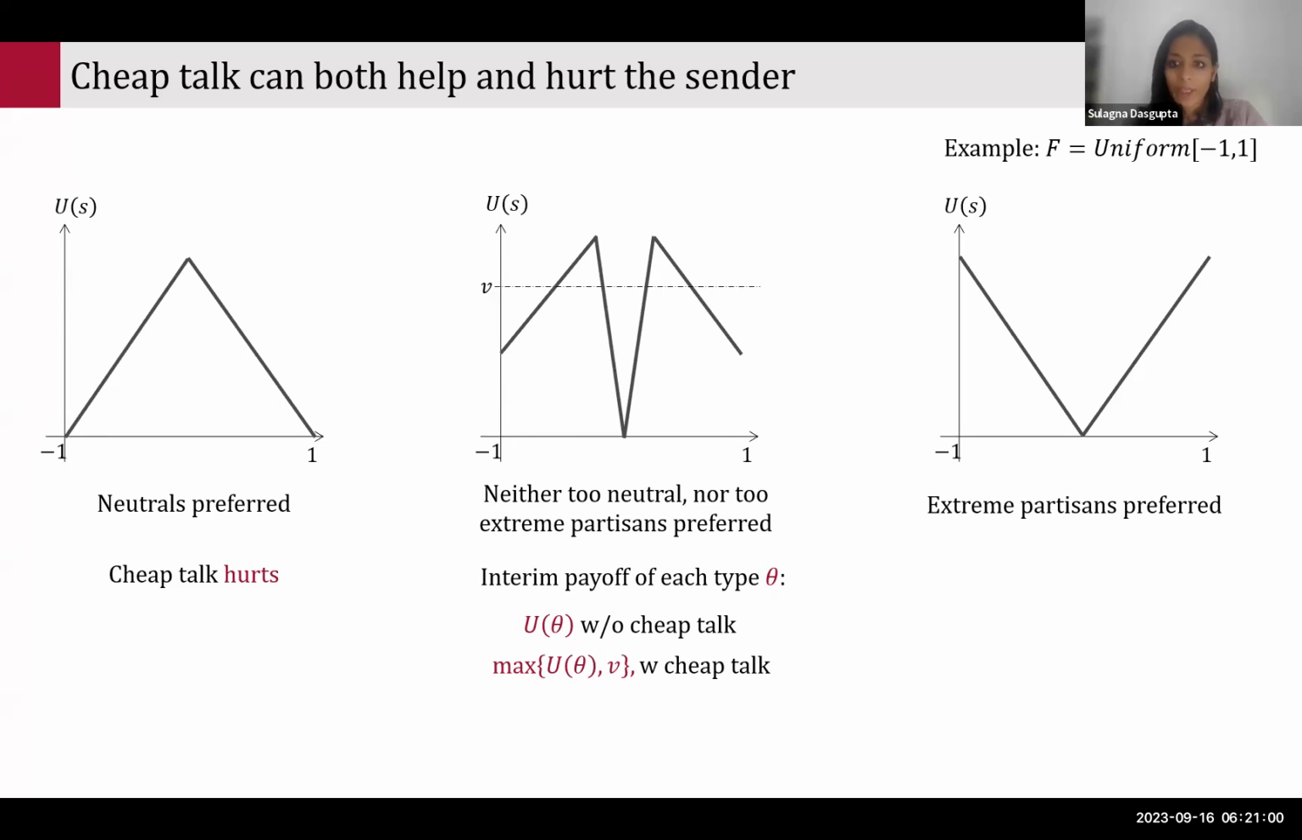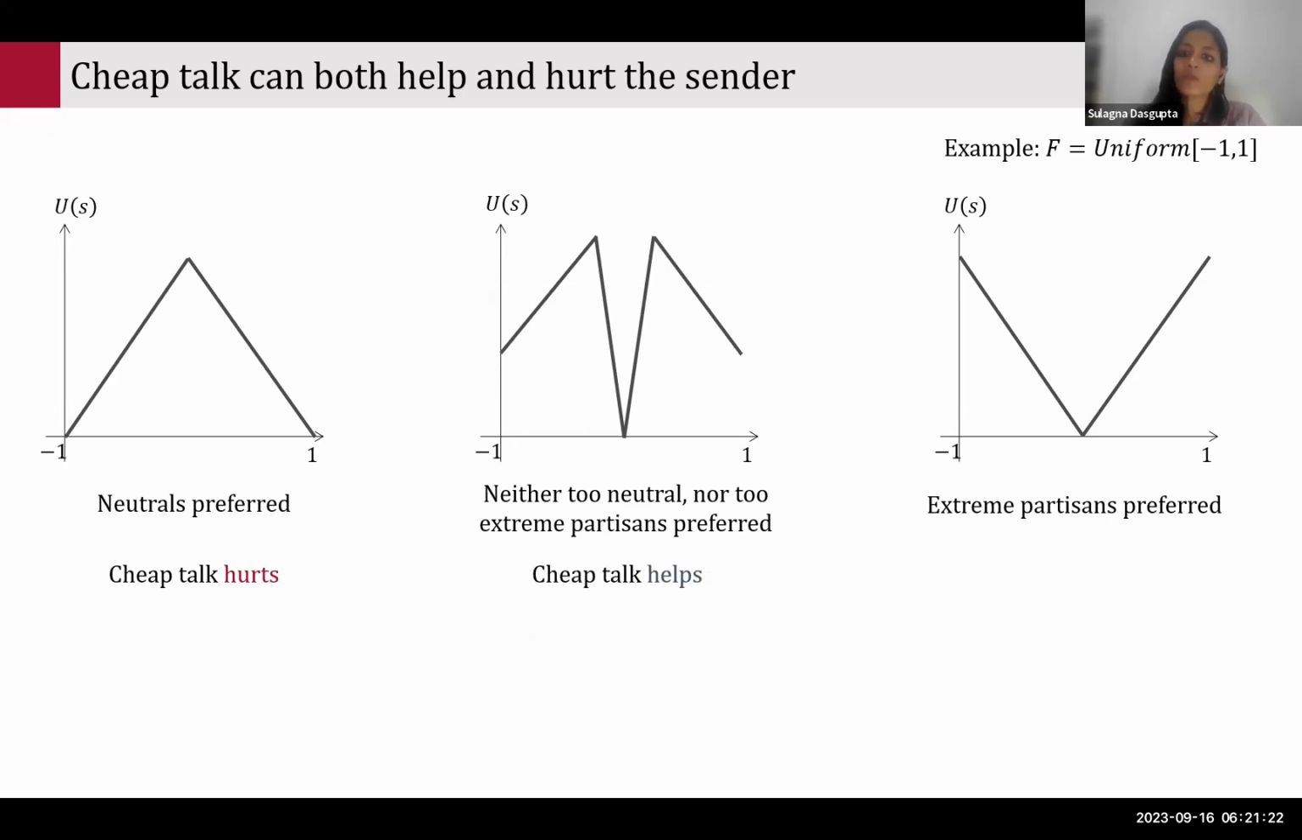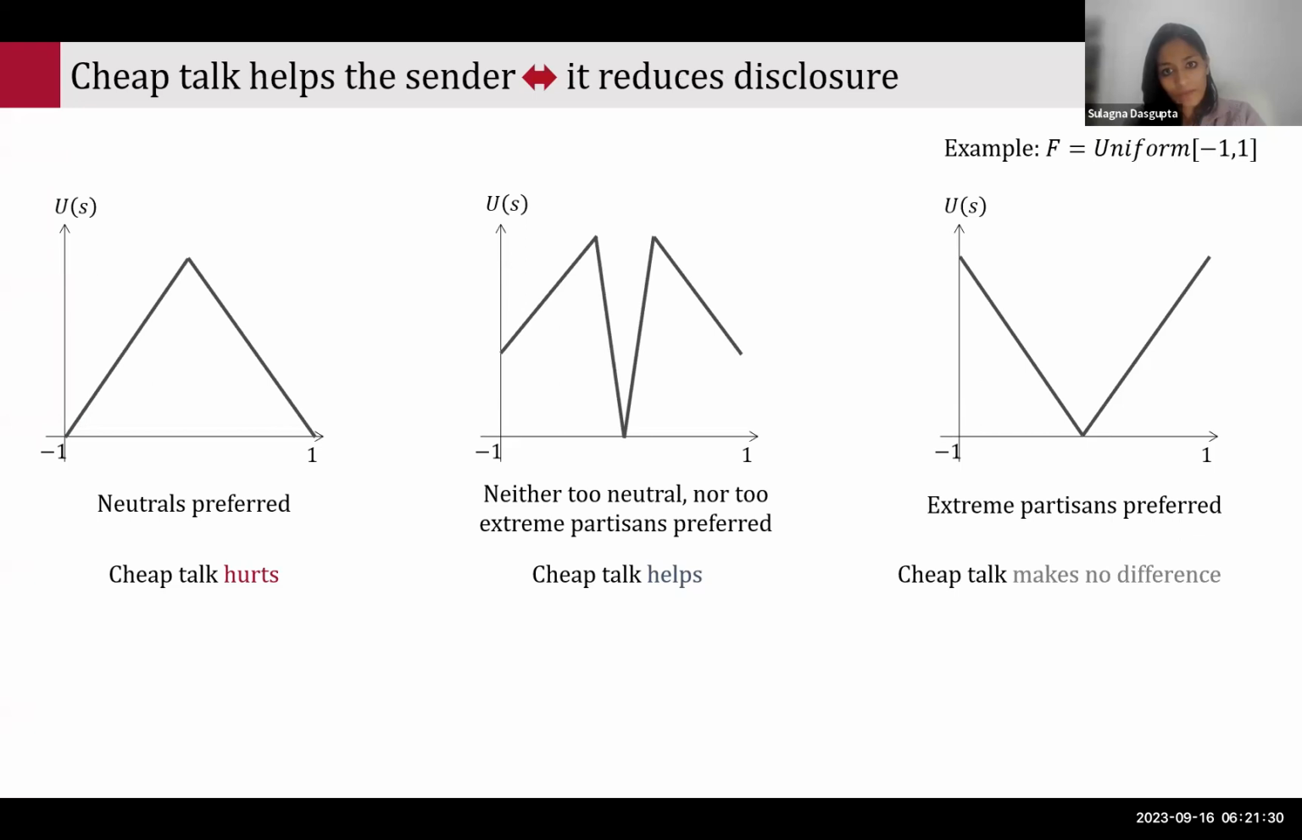Let's see why. We saw that in this case, unraveling would occur without cheap talk, in which case the interim payoff of each type is just its disclosure payoff. But we saw that non-unraveling equilibria exist, in which case each type earns weakly more, and by equilibrium conditions, the non-disclosing types earn strictly more. So cheap talk improves the sender's ex-ante payoff over the best and only equilibrium without cheap talk, which is full disclosure. Finally, the V-shaped case. In this case, cheap talk makes no difference.